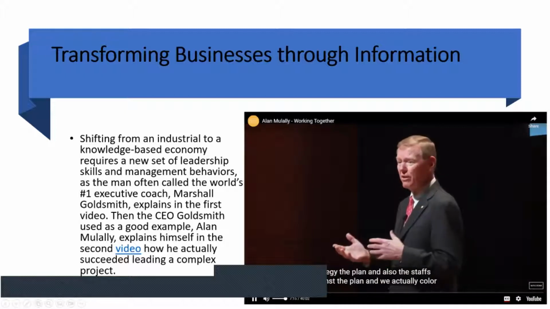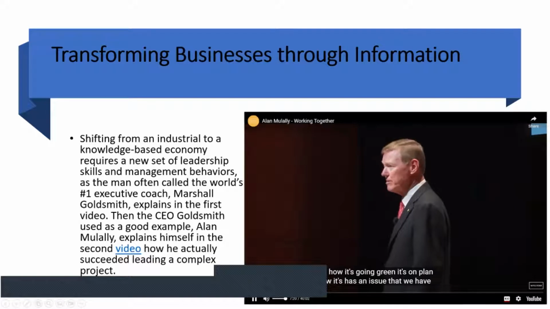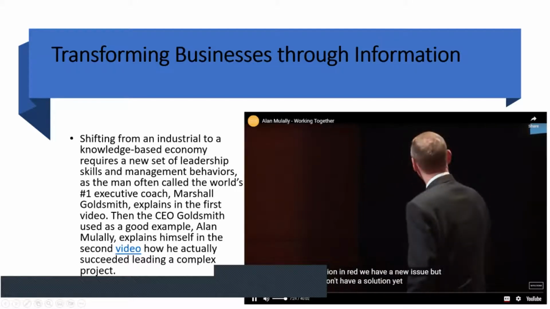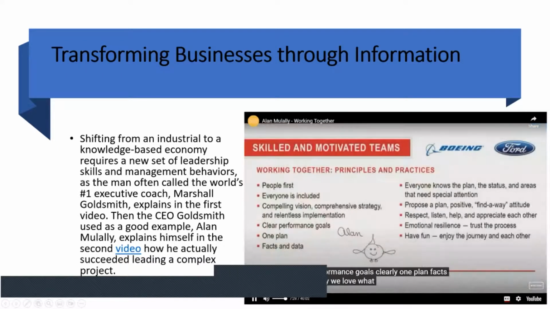And we actually color code how it's going. Green, it's on plan. Yellow, it has an issue that we have a solution. In red, we have a new issue, but we don't have a solution yet. Clear performance goals, clearly, one plan, facts and data. We love what people think and their opinion, but what does the data say that we're drawing our conclusions from?